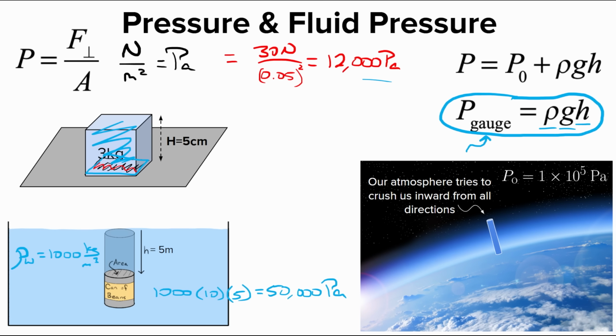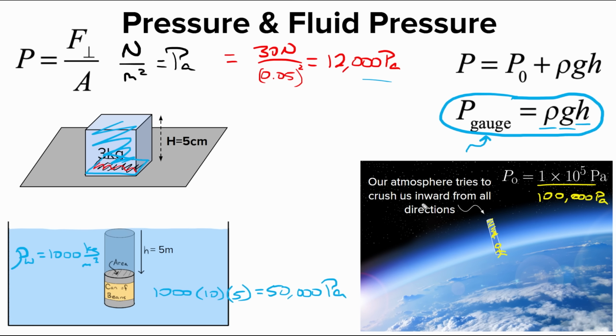Think about it. You're sitting on Earth, standing on Earth. There's a huge column of air above you. That air is a fluid. It has weight. It's weighing down on you. How much is it weighing down on you? 100,000 pascals. This is 1 with 5 zeros.